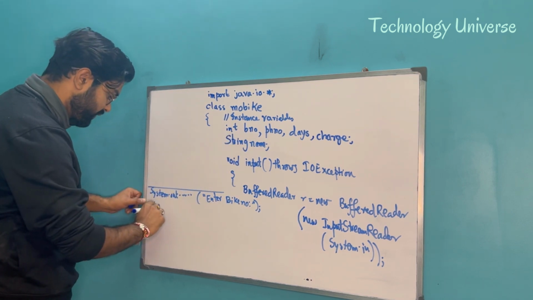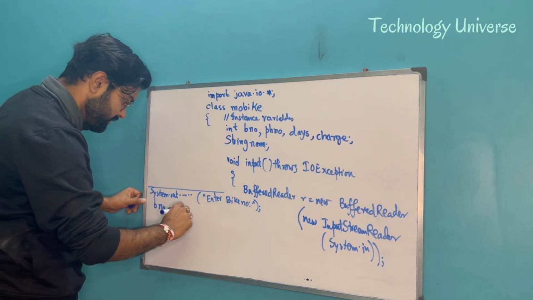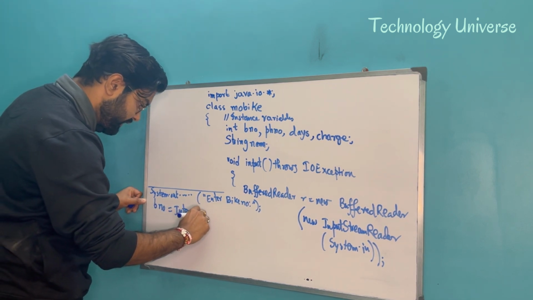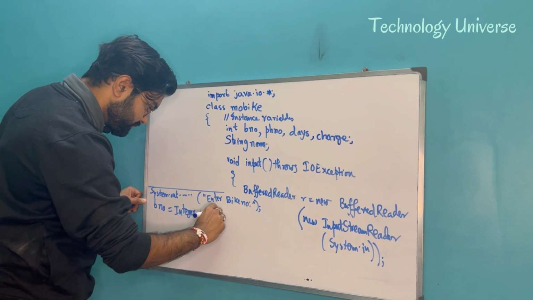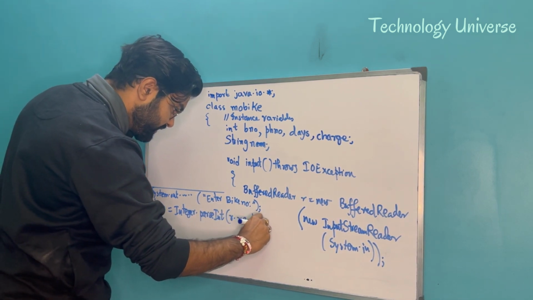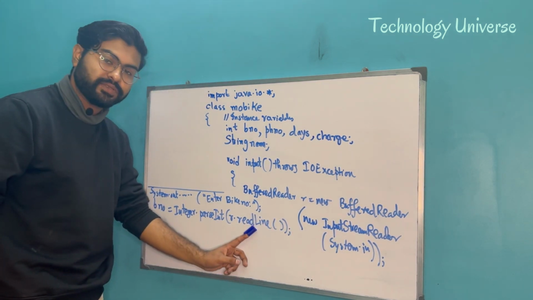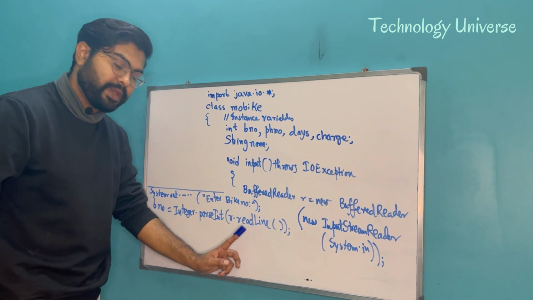bike number. Now that number we have to read from the console window and store it inside bNumber. For that, what do we have to do? We have to write this code: Integer.parseInt(r.readLine()). So we are reading the line from the console window with the help of the readLine method, L in caps. Keep in mind L is in capital.